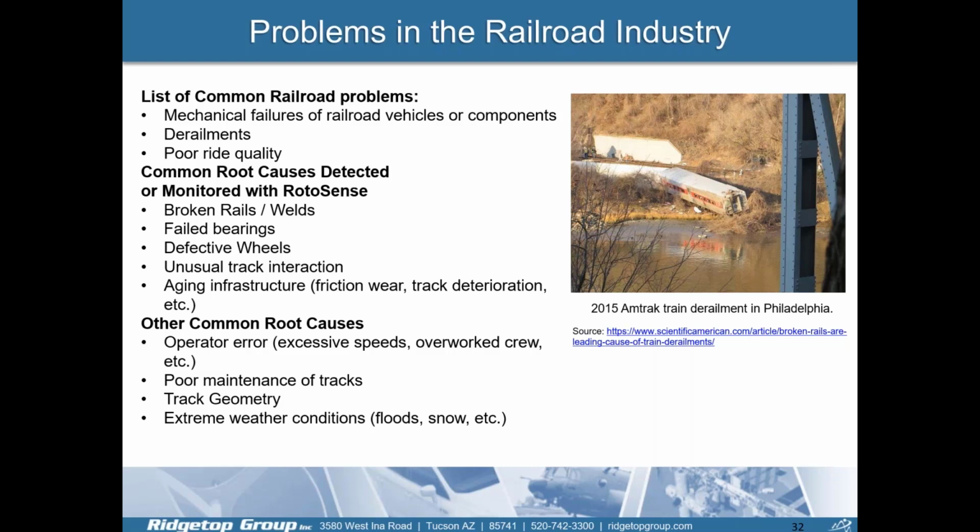Some of the common root causes of these problems that can be detected or monitored with RotoSense are broken rails/welds, failed bearings, defective wheels, unusual track interaction, and our aging infrastructure. Some of the other root causes are operator error, which is actually the #1 root cause for a lot of derailments and different types of mechanical failures. Operator error includes excessive speeds, overworked crew, a tired operator, mistakes happen. But there are also root causes related to poor maintenance of the track geometry, and extreme weather conditions such as floods, heavy snow, etc.